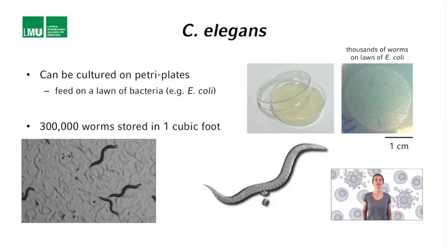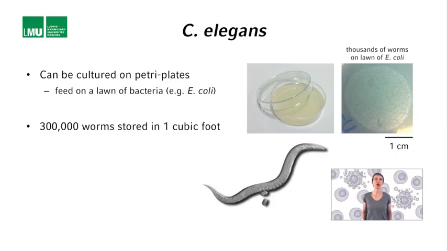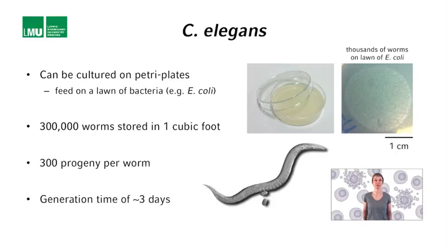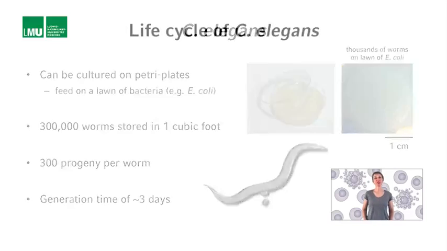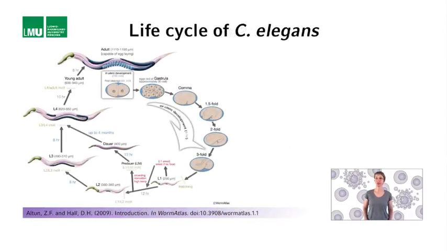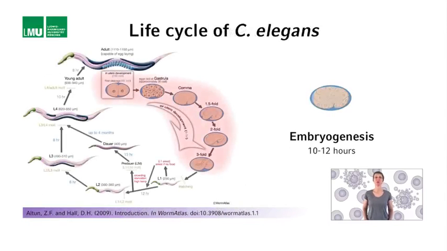C. elegans has lots of progeny, about 300 for each worm, and they reproduce fast. They have a generation time of about 3 days. During those 3 days, they go through the following stages. Embryogenesis takes about 10 to 12 hours. Part of embryogenesis happens in utero, part of it happens ex utero.